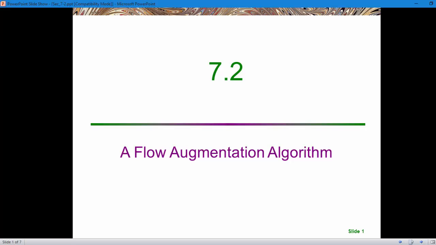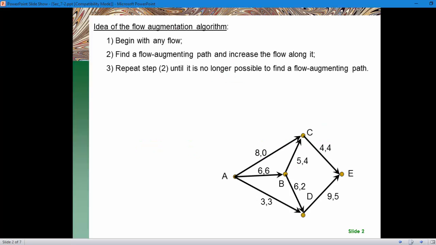Now we're going to learn about an algorithm that can use the idea of finding a flow augmenting path and use that to increase the flow until we find a maximum flow. Here's the idea of the flow augmentation algorithm. First, we begin with any flow. Number two, we find a flow augmenting path and increase the flow along the path. Number three, we repeat step number two until it's no longer possible to find a flow augmenting path.